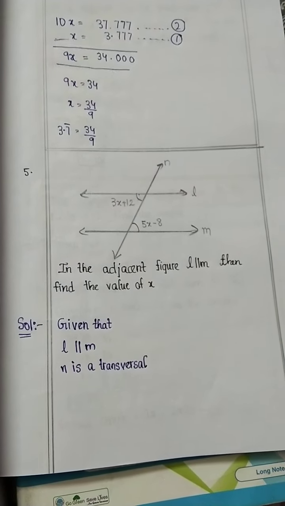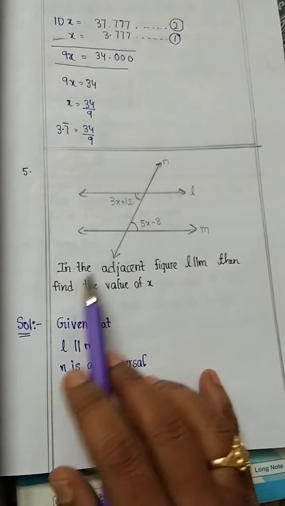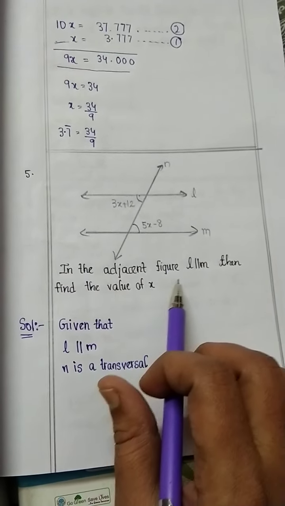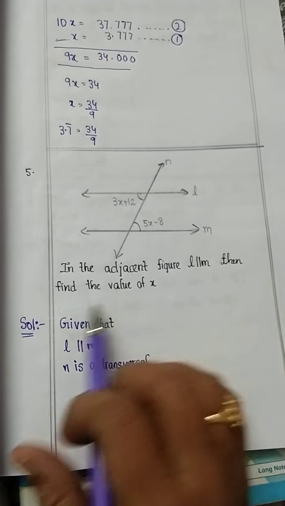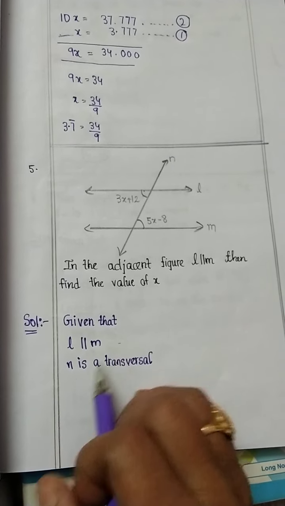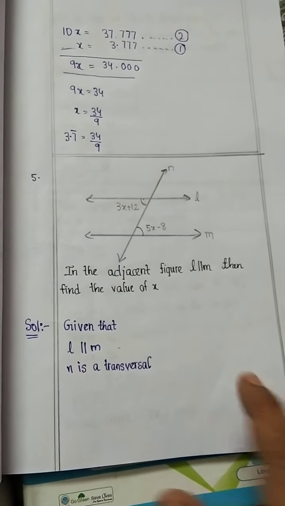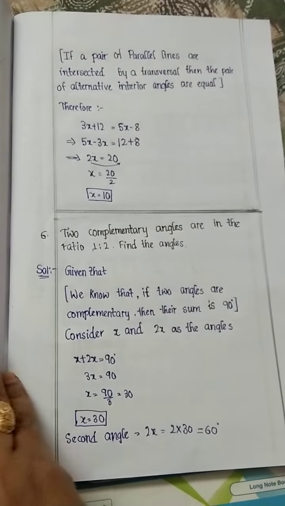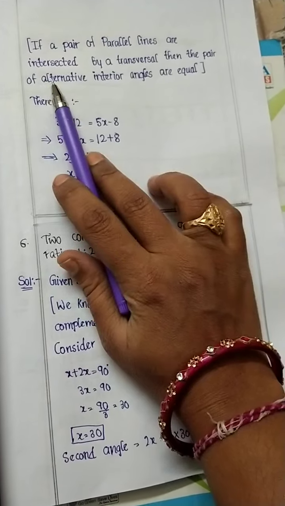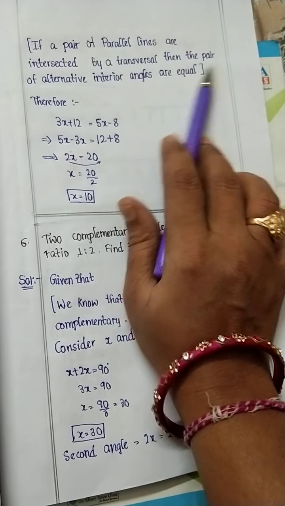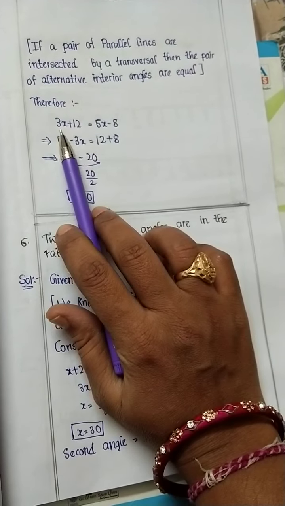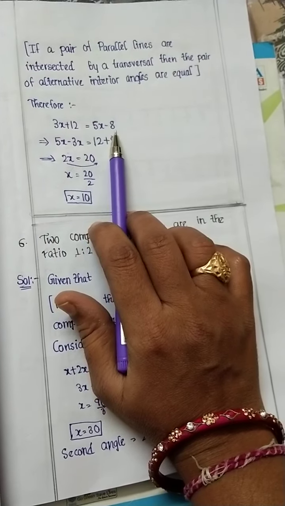Okay, next, fifth one. See, these two are parallel lines, this is the transversal. In the adjacent figure, L is parallel to M, then find the value of x. Given that L is parallel to M, N is a transversal. If a pair of parallel lines are intersected by a transversal, then the pair of alternate interior angles are equal. Therefore 3x plus 12 is equal to 5x minus 8.